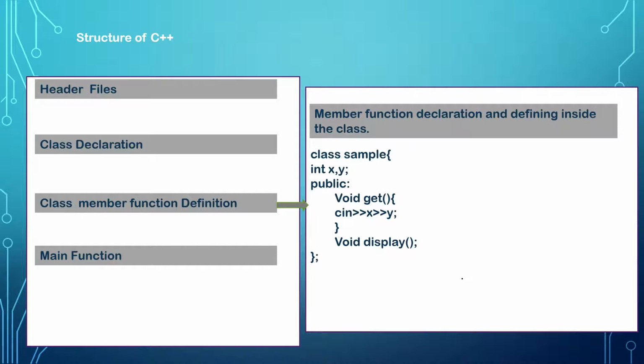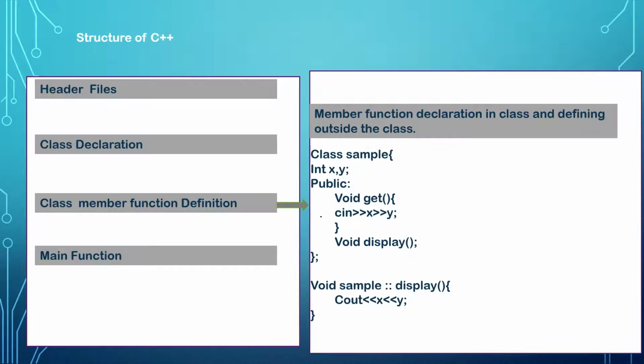We had created a class already, and we had declared data members x and y, with the functions void get and void display. This is what we declared. Now we are giving the definition for the void get function inside the class. So this is inside the class. Now let us give the void display function definition outside the class.